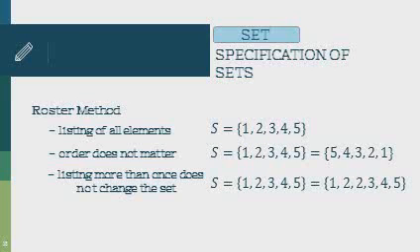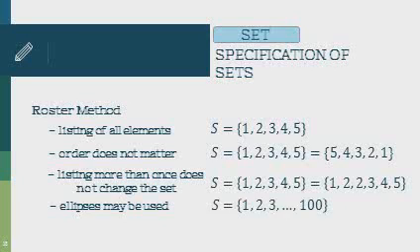Listing more than once does not change the set. 1, 2, 3, 4, 5 is still equal to 1, 2, 2, 3, 4, 5. The repeated element is still counted as one element. Ellipses may be used, especially if there are too many elements but the set has an end. You may write the first 3, then use ellipses, and then the last element.